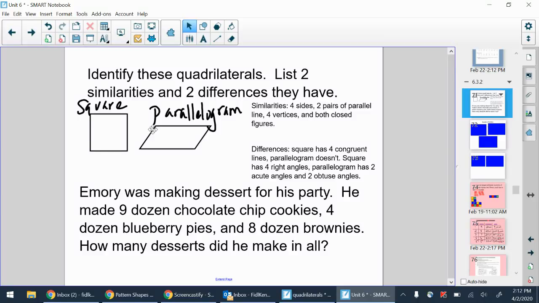An obtuse angle, like this parallelogram has, is bigger than a right angle, so this one has 2 of them. And an acute angle, those are smaller than right angles, and this parallelogram has 2 of them as well.